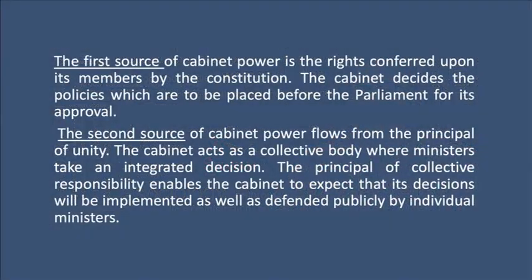The second source of cabinet power flows from the principle of unity. The cabinet acts as a collective body where ministers take an integrated decision. The principle of collective responsibility enables the cabinet to expect that its decisions will be implemented as well as defended publicly by the individual ministers.